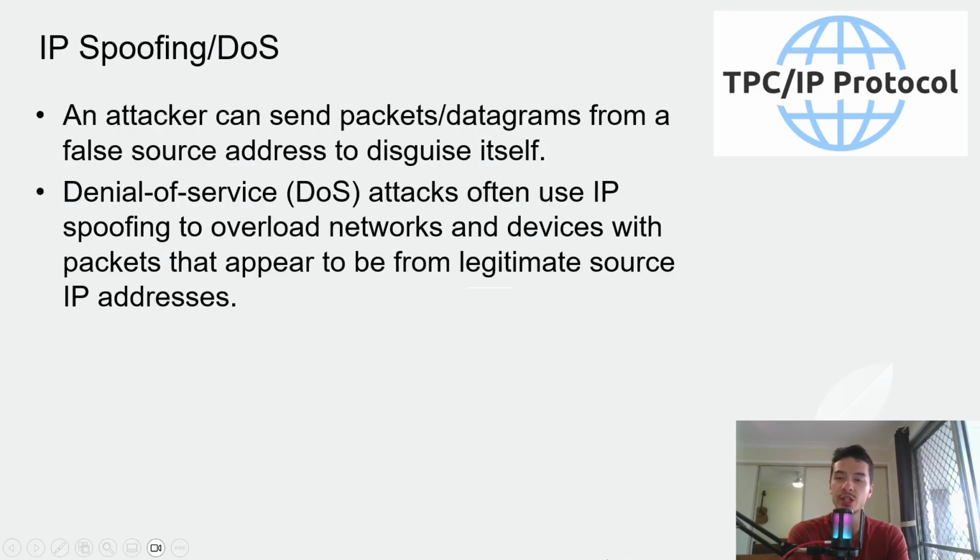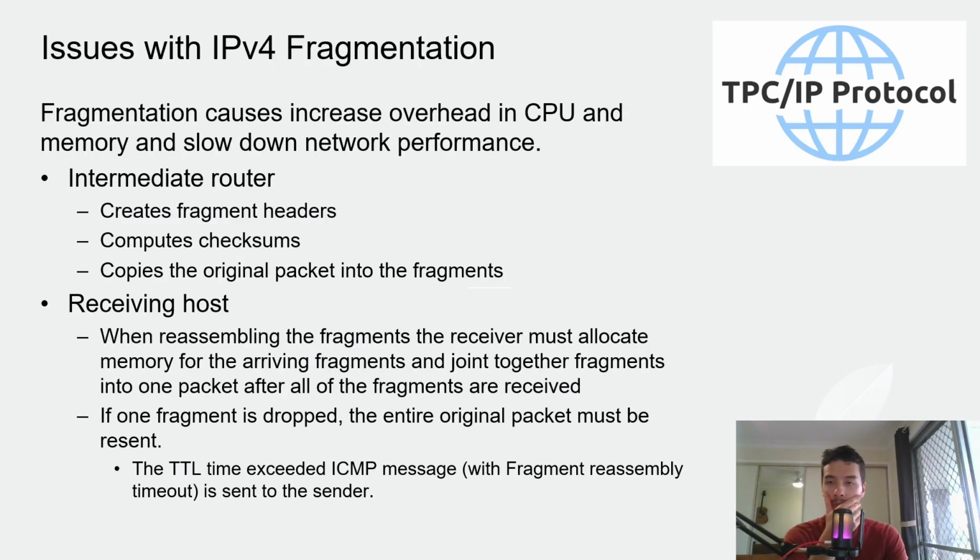The next one we've got is IP spoofing and a DDoS attack. So an attacker sends packets, datagrams, from a false source address to disguise itself. Denial of service attacks often use IP spoofing to overload networks and devices with packets that appear to be from legitimate source IP addresses. So these are just different forms of attacks that can occur.